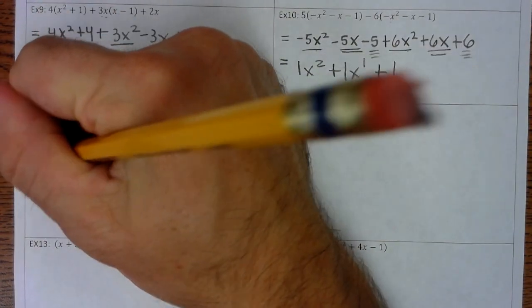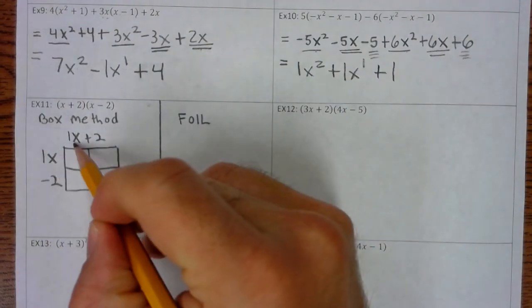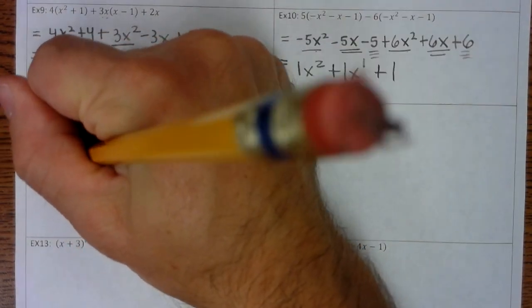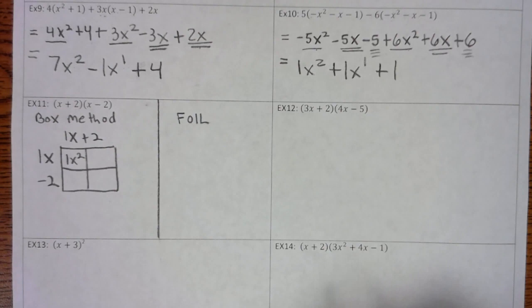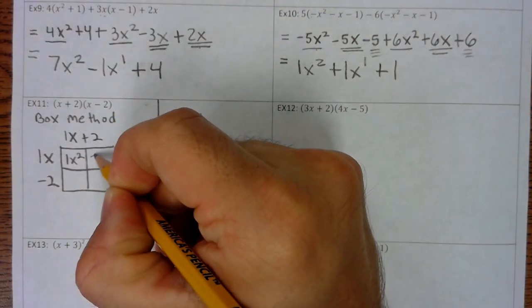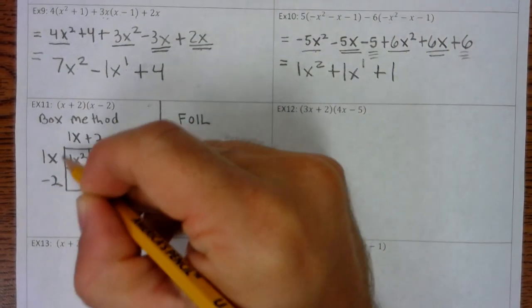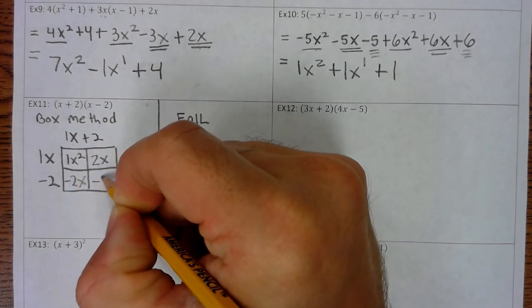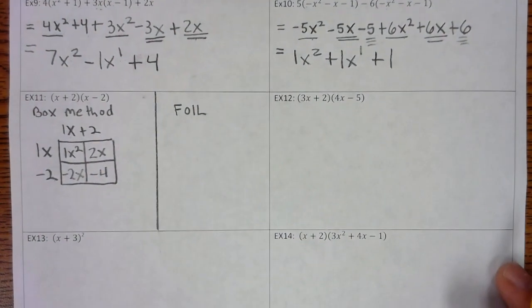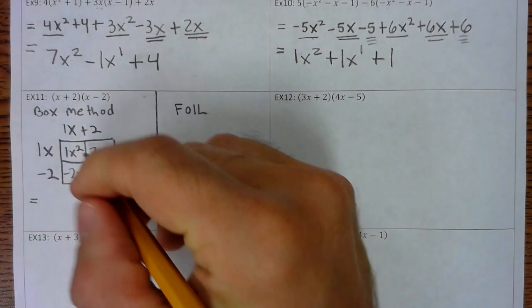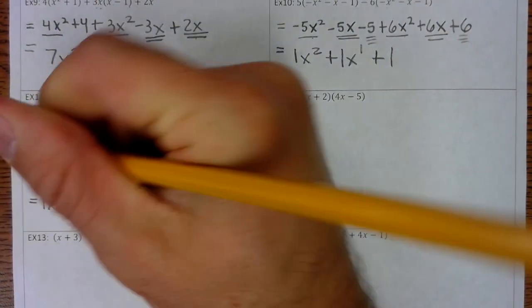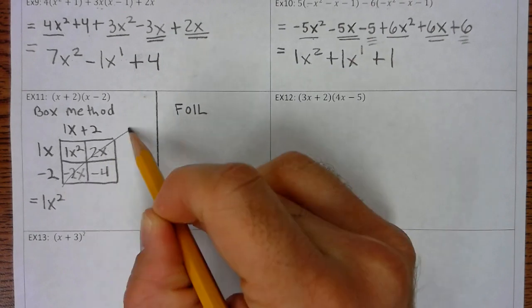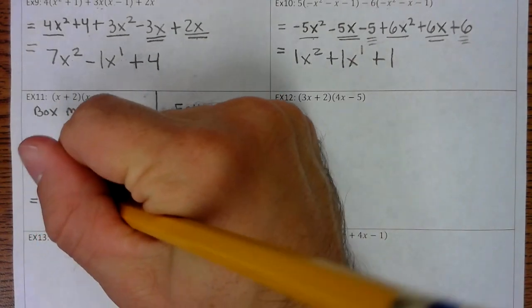All right, I'm going to put a 1 in front of the x. So 1x times 1x is 1x squared. 1x times 2 is 2x. Negative 2 times x is negative 2x. Negative 2 times 2 is a negative 4. So you have 1x squared. Negative 2x and 2x, they cancel. And so you're left with minus 4.